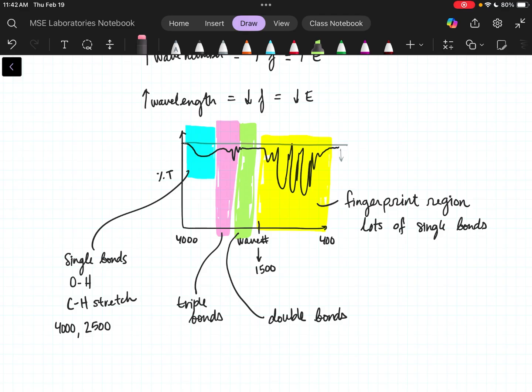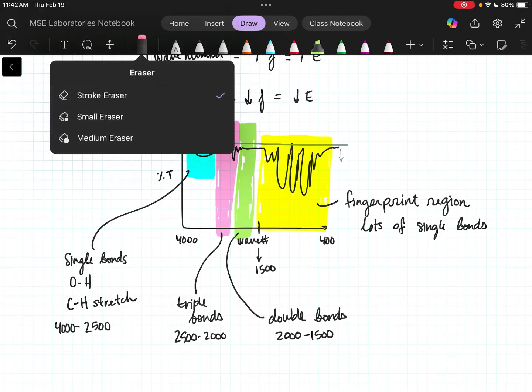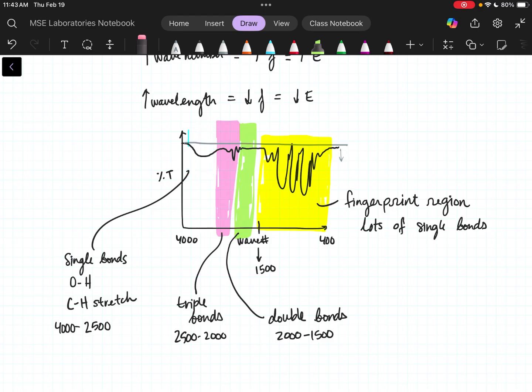Just to put some numbers to it, the single bond region is from 4,000 to about 2,500. Shouldn't have put a comma there, should put a dash. Triple bonds are from about 2,500 to 2,000. And double bonds happen from that 2,000 to that 1,500.